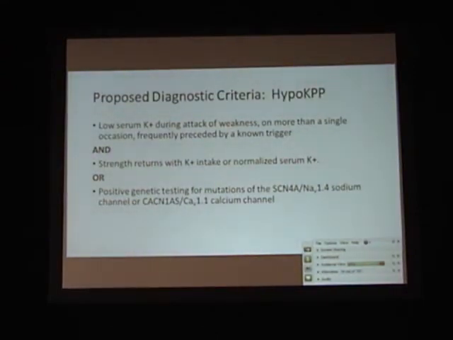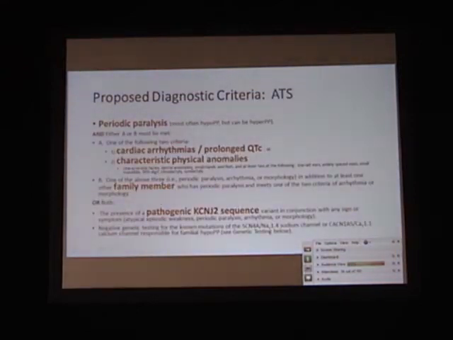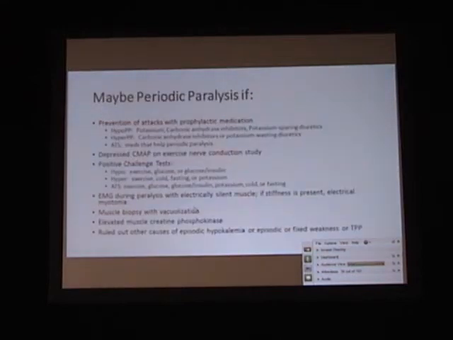So I'll wrap up with proposed diagnostic criteria for hypo. Classically, low serum K during an attack, on more than a single occasion, preceded by a trigger. And the strength should return with potassium intake and normalized potassium. Or you could have a genetic test. For hyper, same deal: weakness with high K, return of strength with normalized potassium, or a positive genetic test. And for ATS, periodic paralysis, cardiac arrhythmia, family member, or a genetic test.